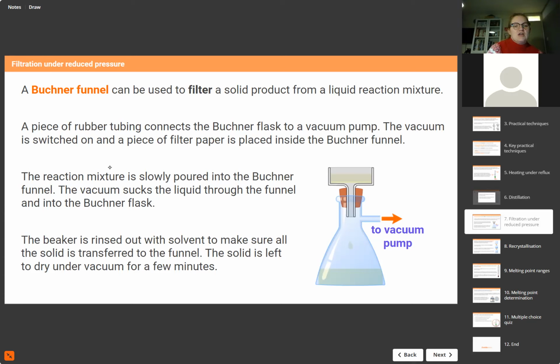The reaction mixture is slowly poured into the Buchner funnel. The vacuum sucks the liquid through the funnel and into the Buchner flask. The beaker is rinsed out with solvent to make sure all the solid is transferred to the funnel, and the solid is left to dry under vacuum for a few minutes. So it's very similar, but we've just added that extra part of the Buchner funnel to it.